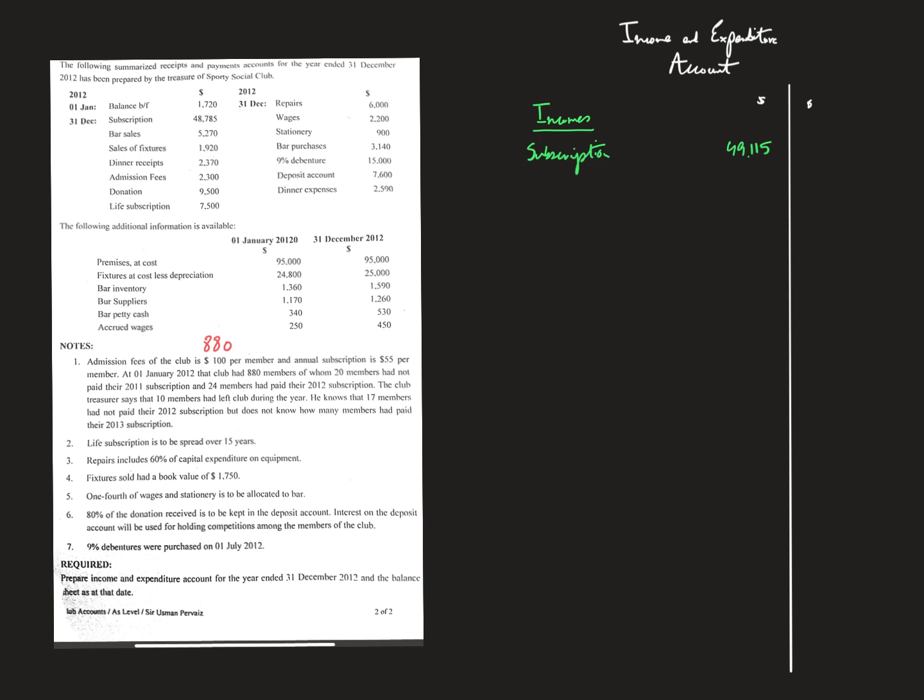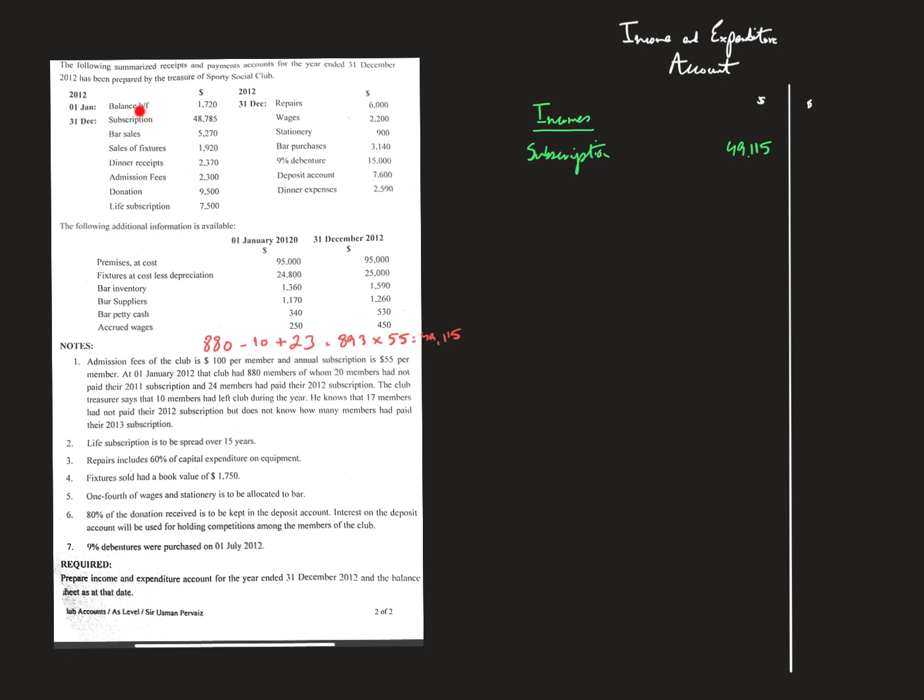880 members, out of which how many had left? 10 left. And there were new members of 23. How do we get that 23? 2300 admission fee divided by 100. So new members were 23 and total members 893, and annual subscription was 55. So I got this answer of 49115. Any problem? Okay, next income generated.